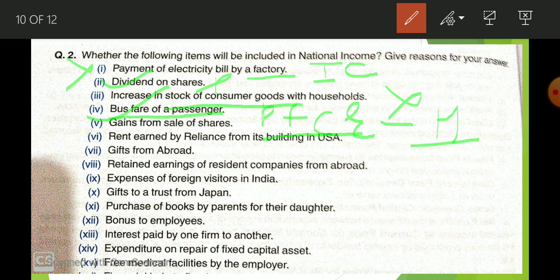Now gain from sale of share, so it is not included. Why is it not included? Because it is a capital gain. Capital gain is not investment, so it is not included.